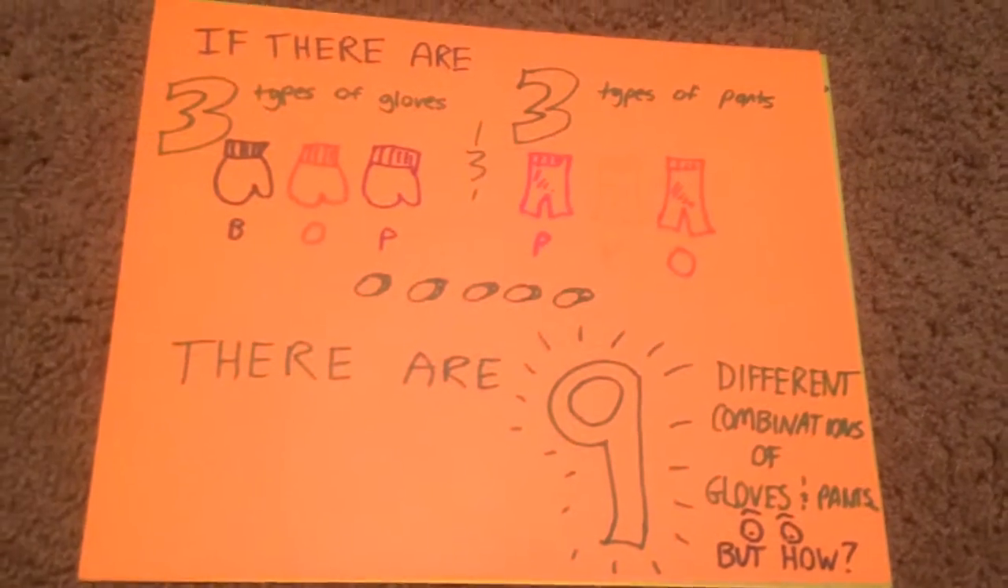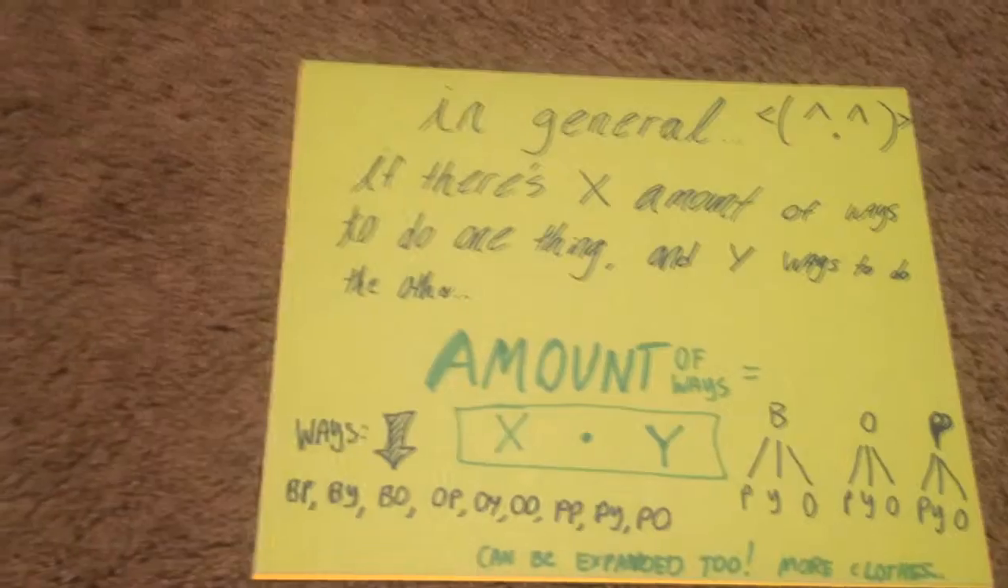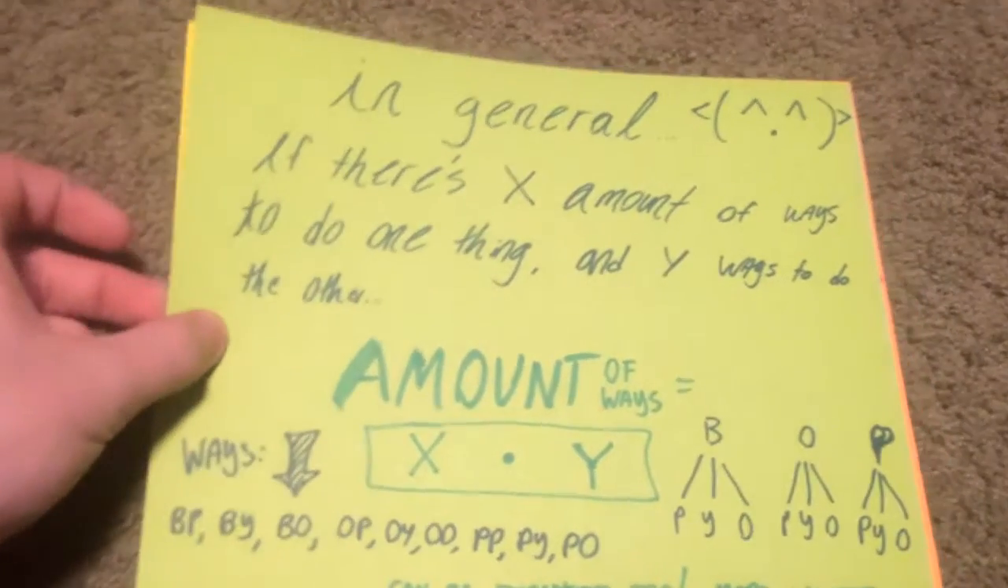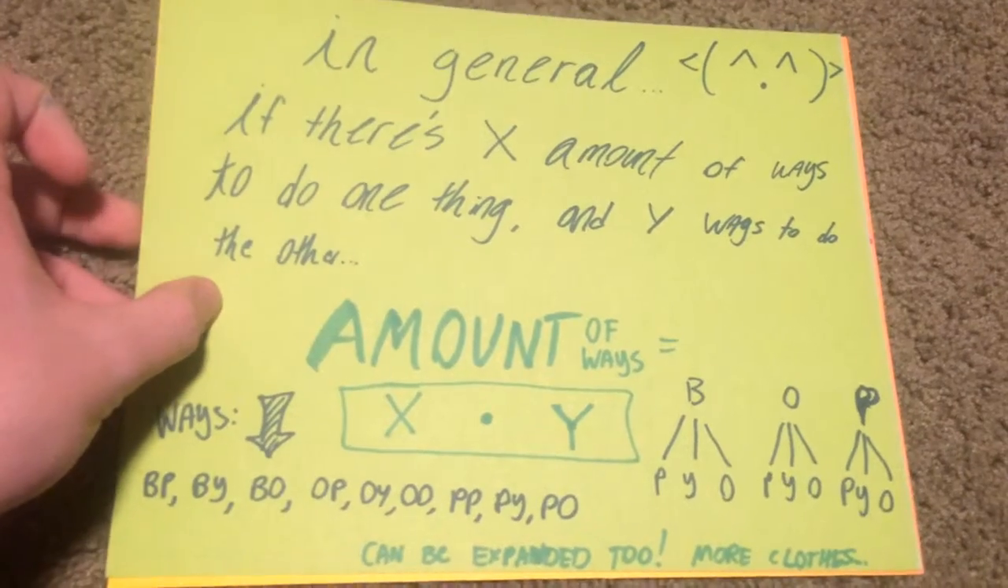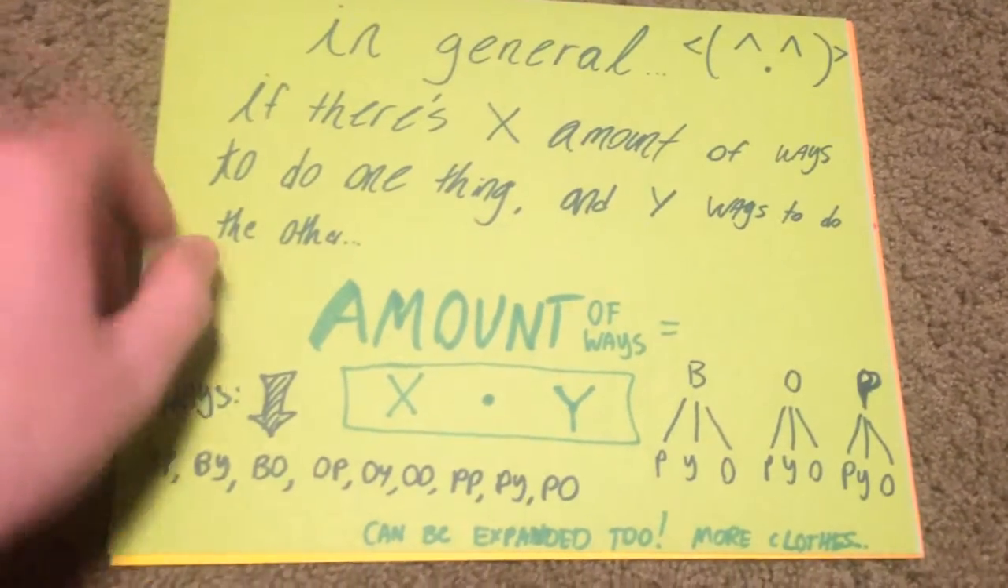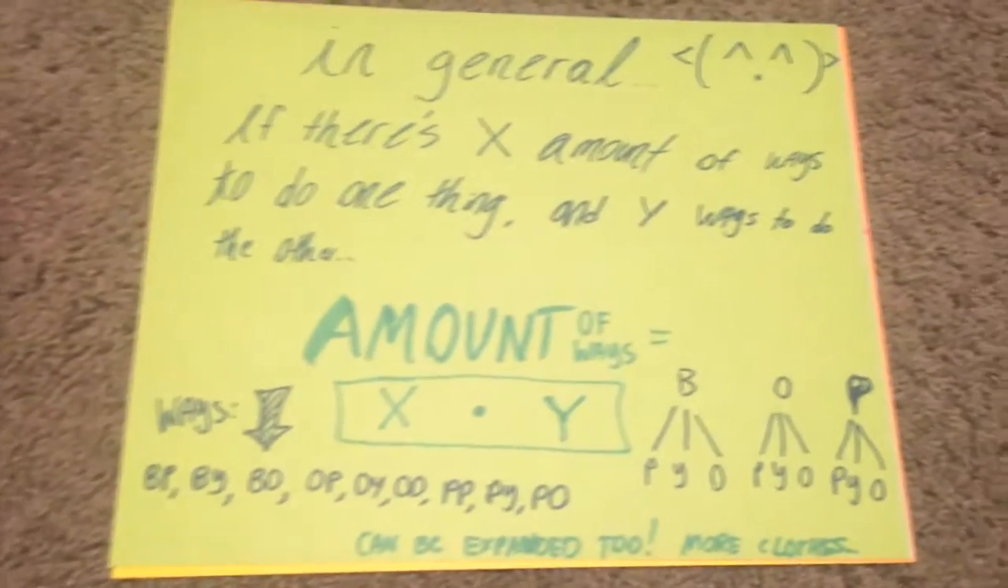But how are there 9 combinations? Because there's a formula for that. In general, if there is an X amount of ways to do one thing and Y amount of ways to do the other thing, the amount of ways equals X times Y. And of course you can add more variables onto this.